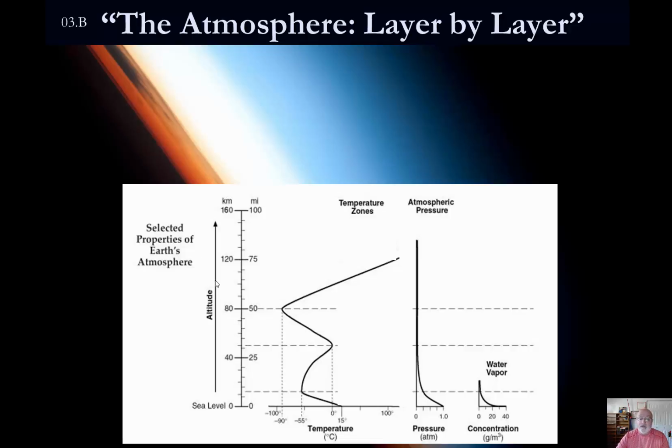Okay, so for 3B, this is actually a picture that comes from Earth Science reference tables in an Earth Science book, and it's something that I actually gave my kids in Earth Science. But what you take a look at is you can see the altitude of the atmosphere going up to 160 kilometers, which is about 100 miles. You can see they track the atmospheric temperature, they track the atmospheric pressure, and the atmospheric water vapor.